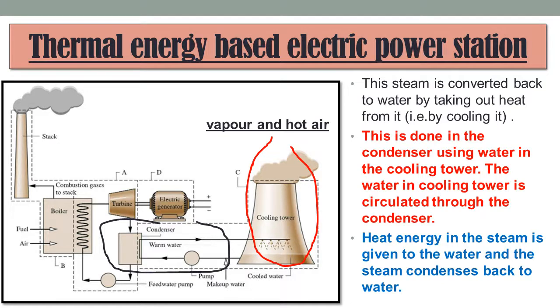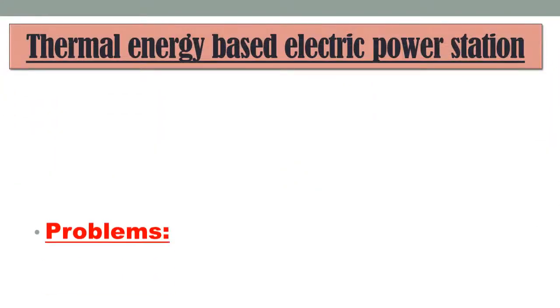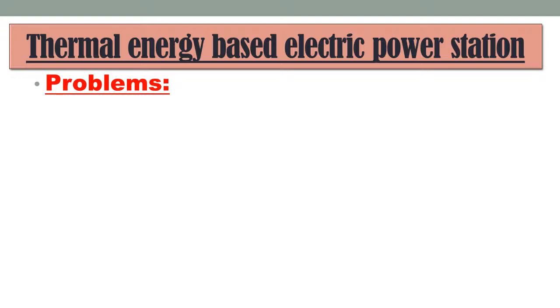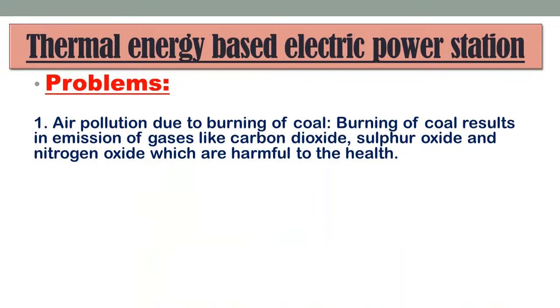And although thermal power generation is a major way of electricity generation today, it suffers from certain problems. So let's see the problems. Here are a few problems related to thermal power stations. First is air pollution due to the burning of coal. Coal is the basic fuel used in thermal power stations to generate electricity. Burning coal results in the emission of poisonous or harmful gases like carbon dioxide, sulfur dioxide and nitrogen oxide, which are harmful to health. So this is one of the major problems relating to thermal power stations.